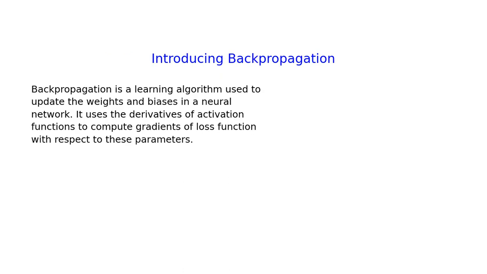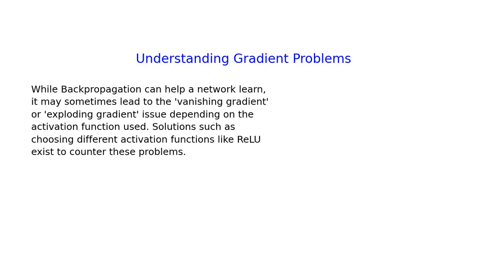Backpropagation is a learning algorithm used to update the weights and biases in a neural network. It uses the derivatives of activation functions to compute gradients of the loss function with respect to these parameters. While backpropagation can help a network learn, it may sometimes lead to the vanishing gradient or exploding gradient issue, depending on the activation function used. Solutions such as choosing different activation functions like ReLU exist to counter these problems.